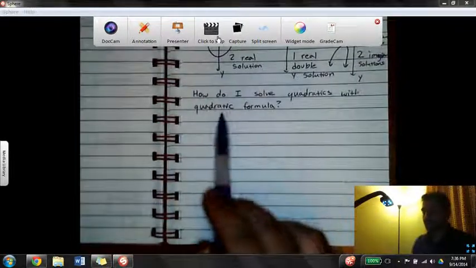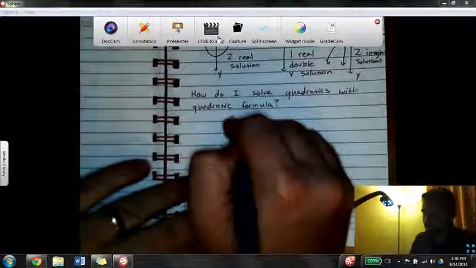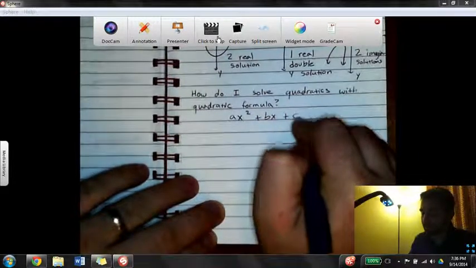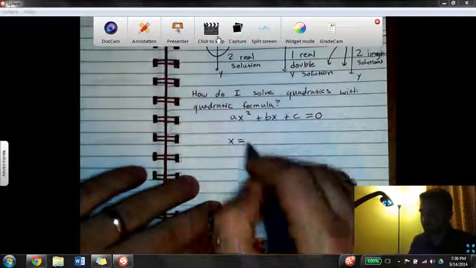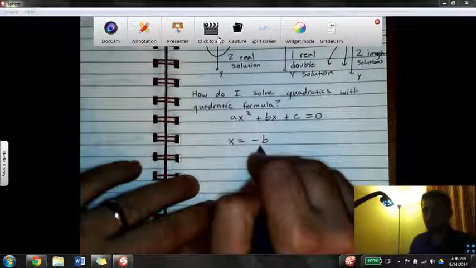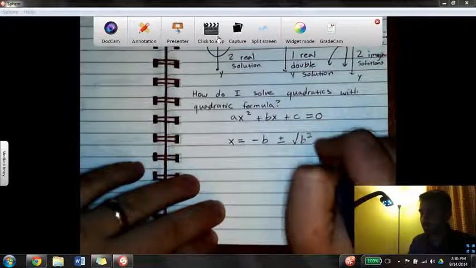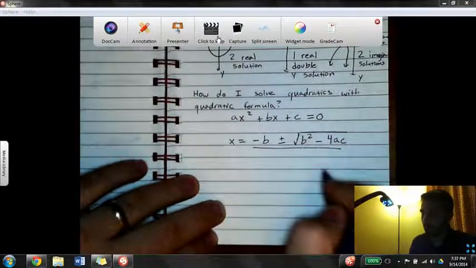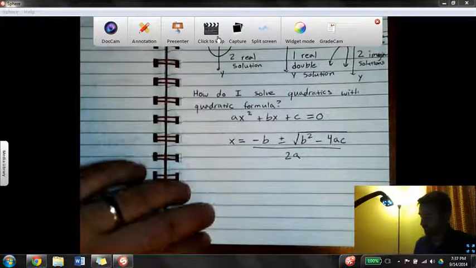So now, how do I solve quadratics with the quadratic formula? If you have a quadratic in the form ax squared plus bx plus c is equal to 0, you can use the quadratic formula, which is x is equal to opposite b plus or minus the square root of b squared minus 4ac, all divided by 2a. Let's look at an example of this.